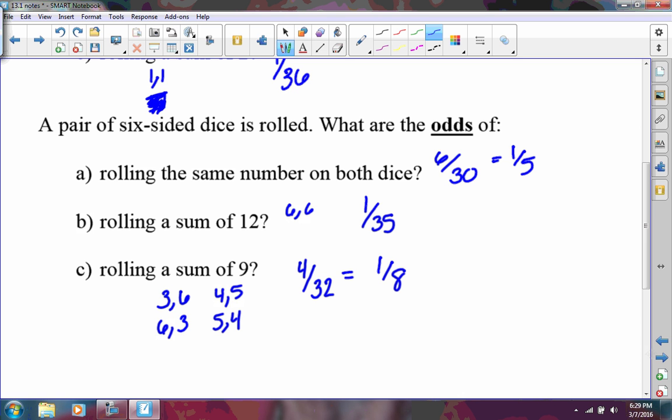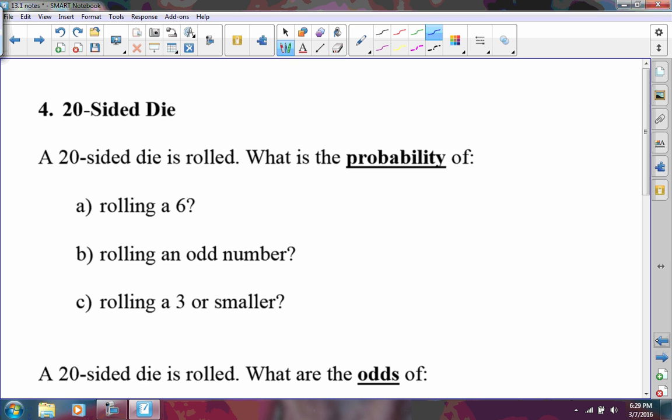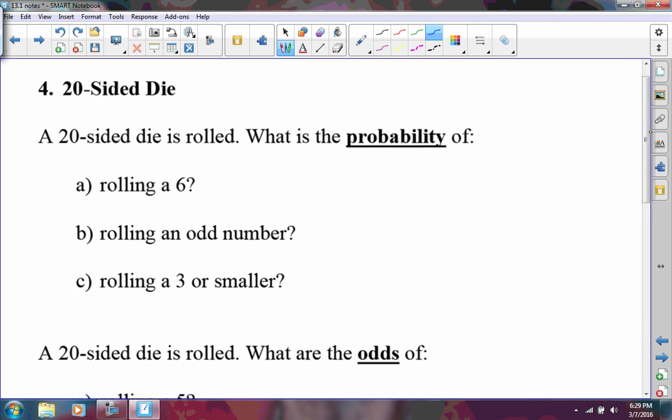And then the last activity station is a 20-sided die, which you may or may not have seen. But it's a die that has 20 sides to it, so there's numbers 1 through 20. So we're going to find the probability of rolling a 6. Well, there's only one out of the whole 20. Rolling an odd number, if you want to list out all of the numbers from 1 through 20 and then count up how many of them are odd, there's actually 10 out of the 20 that are odd, so that's 1/2. Oh my goodness. What is going on with this marker?